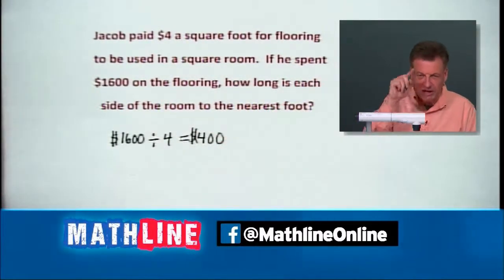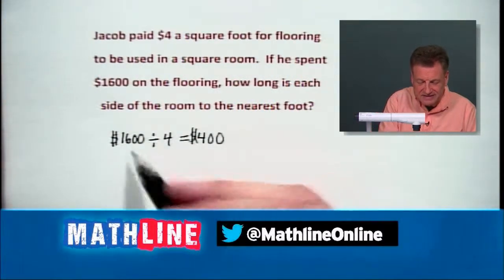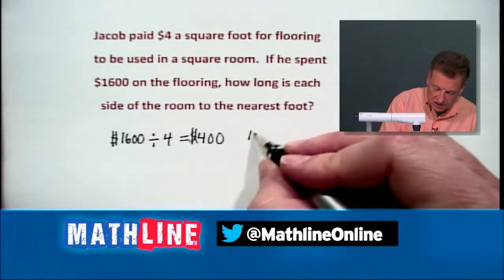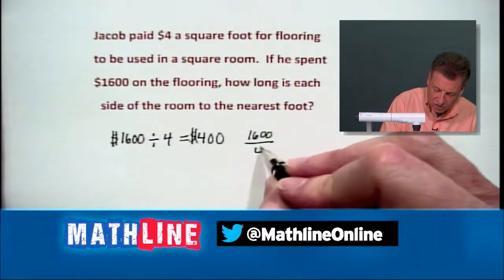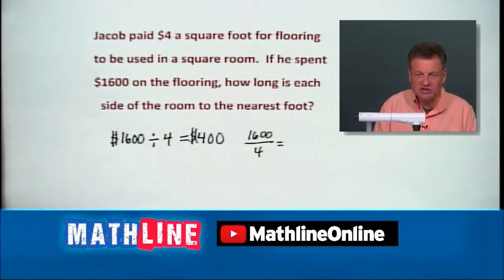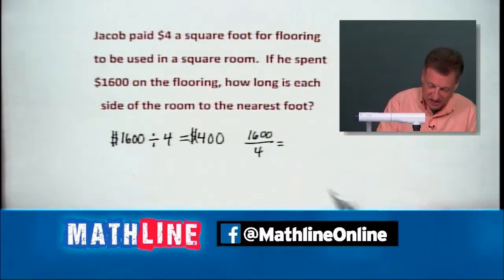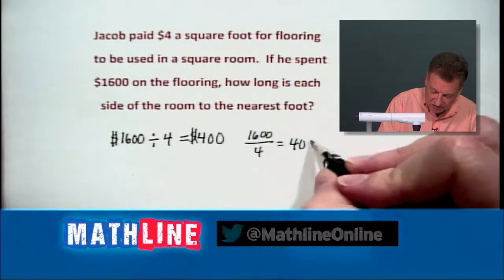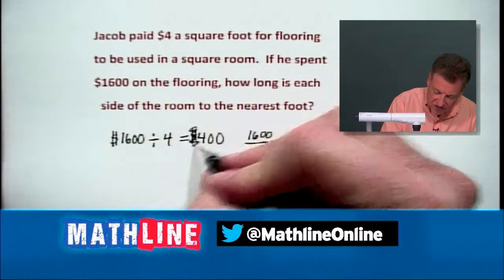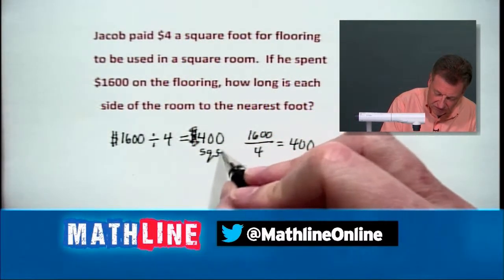Now, let me go back just a second. You realize that could be written as a fraction? 1,600 over 4. That's rational, okay? Like I said, the answer is going to be rational today. Let's hope it stays rational because we've still got to do one more thing. It's going to give us 400. And it's not dollars, is it? It's actually square feet.